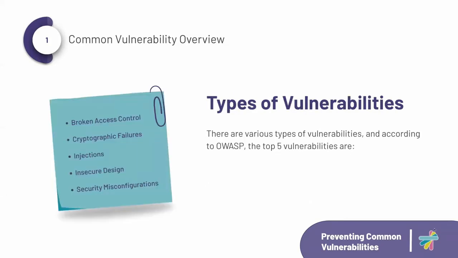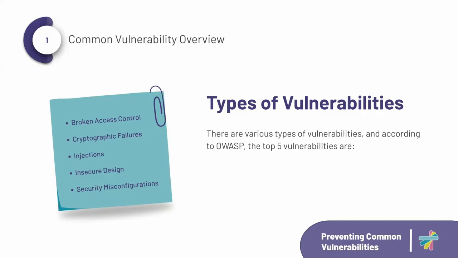organization. There are various types of vulnerabilities, and according to OWASP, the top 5 vulnerabilities are broken access control, cryptographic failures, injections, insecure design, and security misconfigurations. Globally, in 2021, malicious cyber actors targeted internet-facing systems such as email servers and virtual private network (VPN) servers, with exploits of newly disclosed vulnerabilities. For most of the top exploited vulnerabilities, researchers or other actors released proof of concept code within 2 weeks of vulnerability disclosure, likely facilitating exploitation by a broader range of malicious actors.